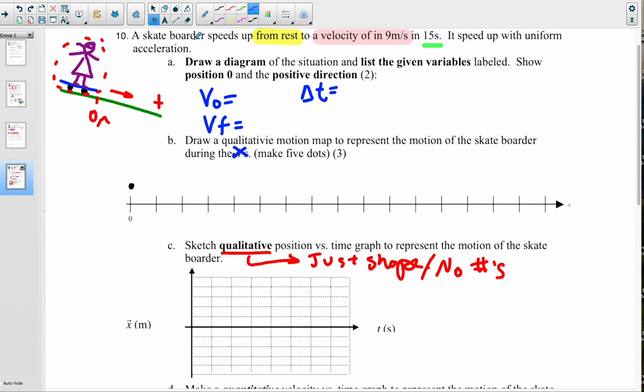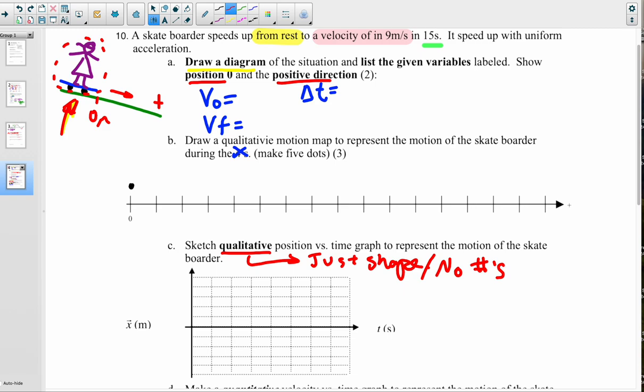So first thing, we're supposed to draw a physical diagram. So that's drawing a picture of the situation. And on this, I drew a girl on a skateboard here. And then on there, we want to identify what position 0 is and what direction is positive. Secondly, we need to list the given information and what they correspond to.